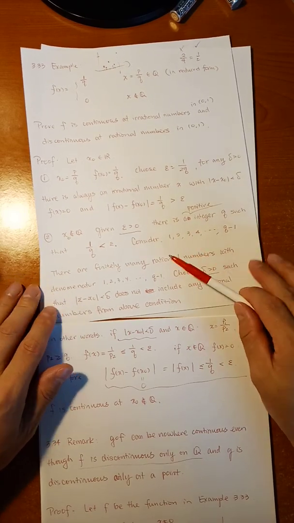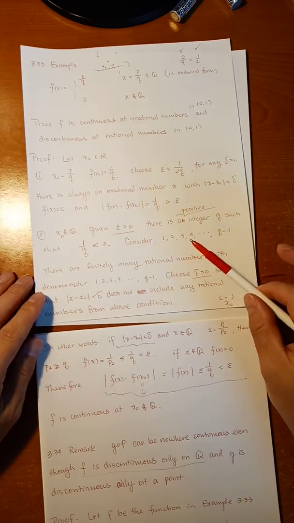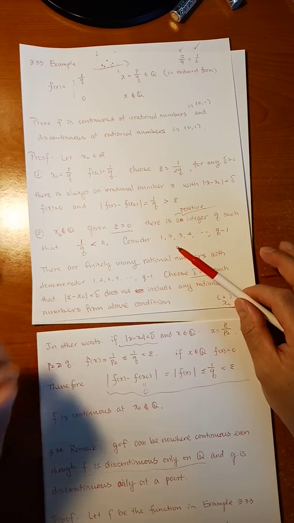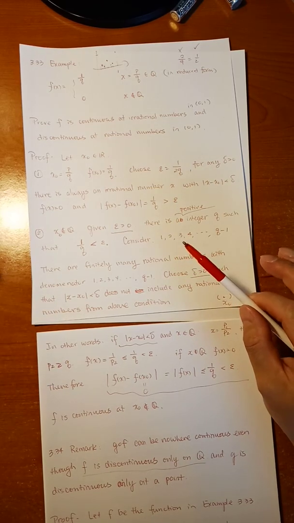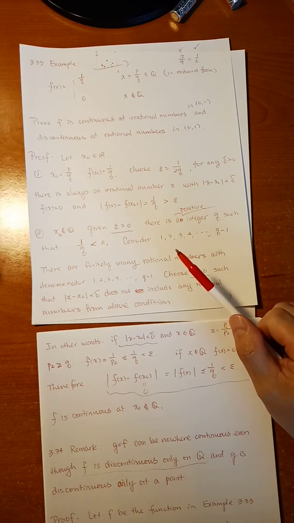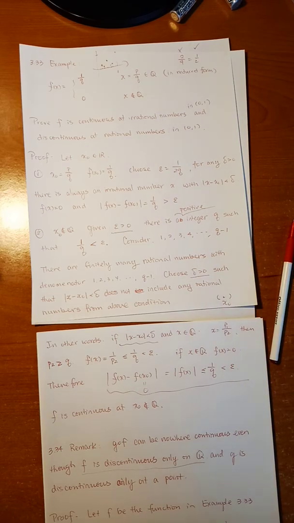This function is continuous at irrational points. Be careful about this example. This is a perfect example for the exam. It's discontinuous at rational numbers and continuous at irrational numbers.